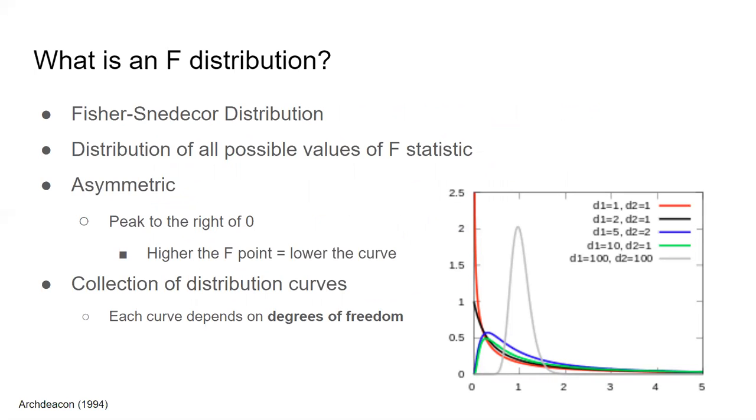So what is this F distribution then? It's a distribution of all the possible values of an F statistic. It's an asymmetric graph. We see it peaks just to the right of 0, and the higher the F point is, the lower the curve becomes. It's actually a collection of individual distribution curves, with each curve depending on its own degrees of freedom. As we see in the graph in the bottom right here, different degrees of freedom will lead to different curve shapes.